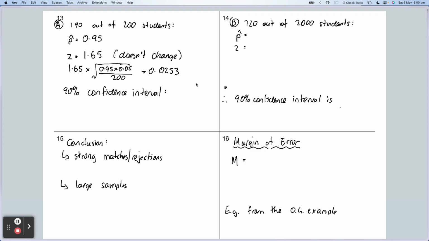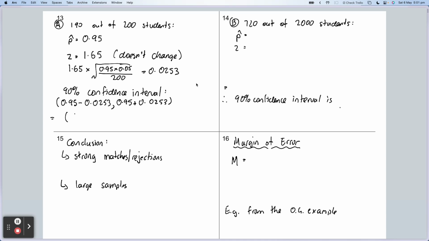Okay, so what does that mean then? The confidence interval, and I'm going to do it in one line rather than the way I did it before, but you can do it the way I did it before though. The confidence interval is going to be 0.95, p hat, minus this variation, which is 0.0253, to 0.95 plus 0.0253.